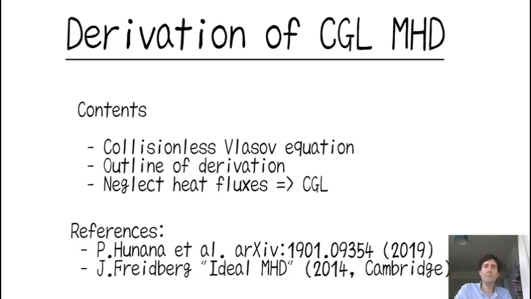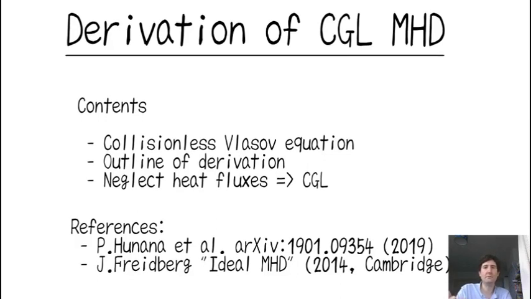Welcome. In this video I'll give an outline of the derivation of CGL MHD. In the last video I went through heuristic arguments for why the CGL closure is useful in terms of the conservation of the first and second adiabatic moments. In this video I'll show in a little more detail how the equations can be derived from the Vlasov equation and what assumptions you're making when you use the CGL approximation.